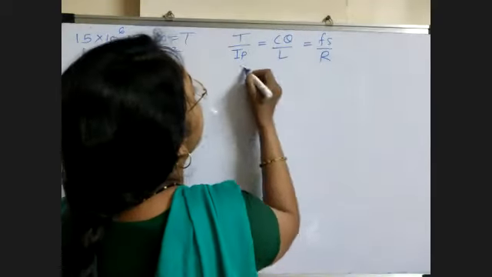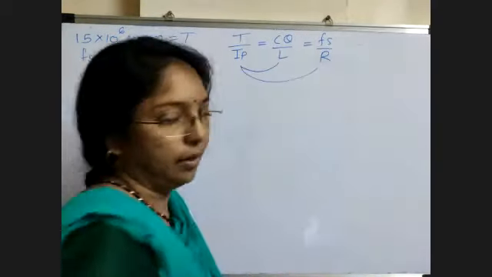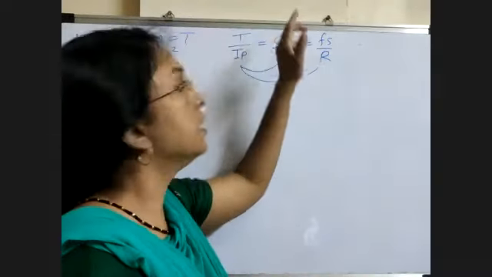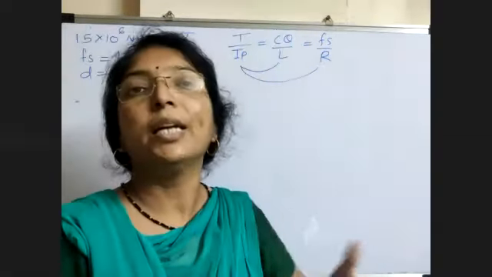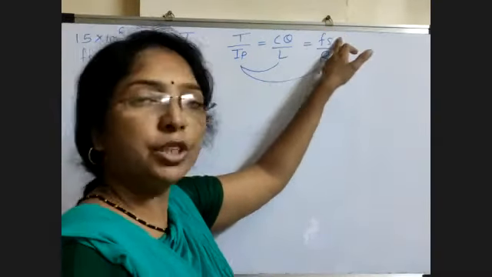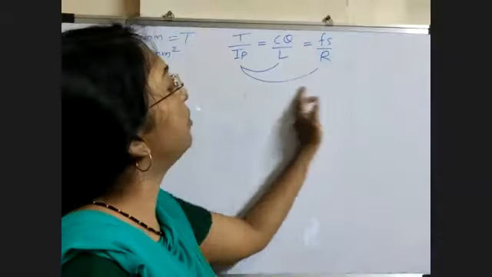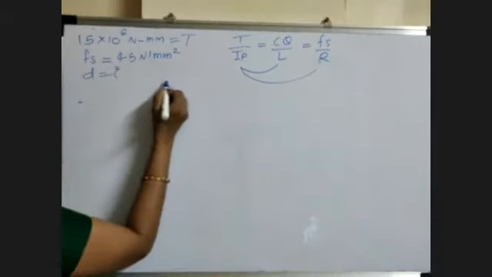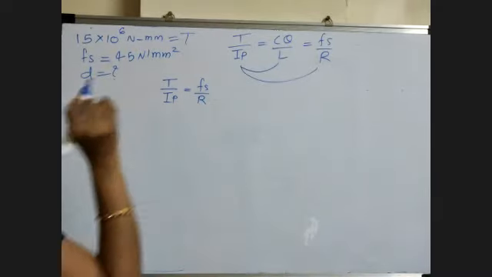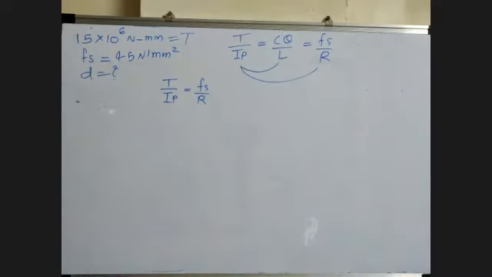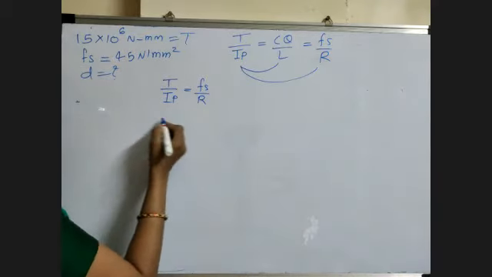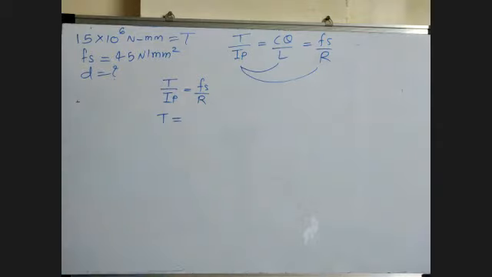Either we have to use this part or we have to use this part. Now see here, modulus of rigidity, angle of twist, and length of shaft, these values are not given. Instead of that, maximum shear stress is given. That means we have to use the first and third part. So we use this: T upon IP is equal to Fs upon R. Instead of using this first and third part, we use the modified formula. Now, what is the modified formula? We have just seen it.